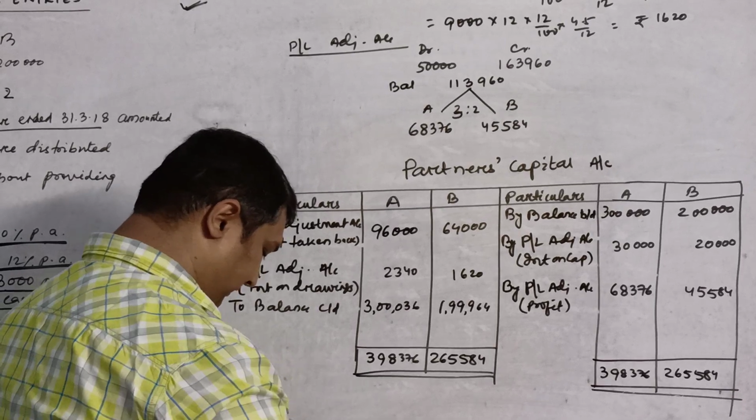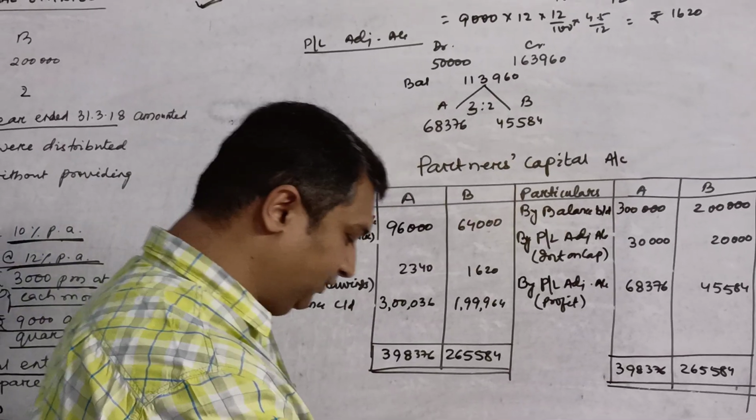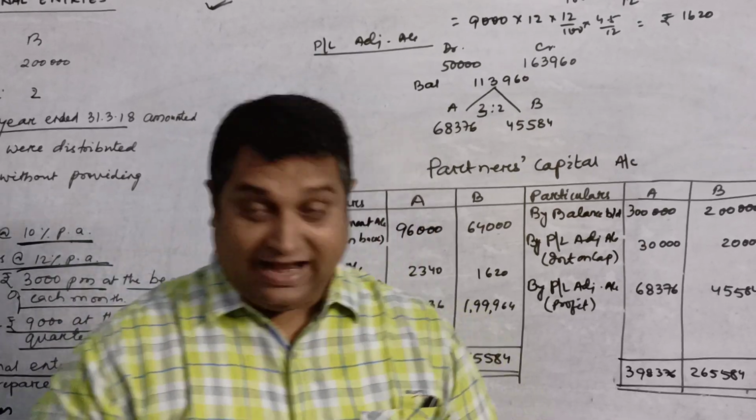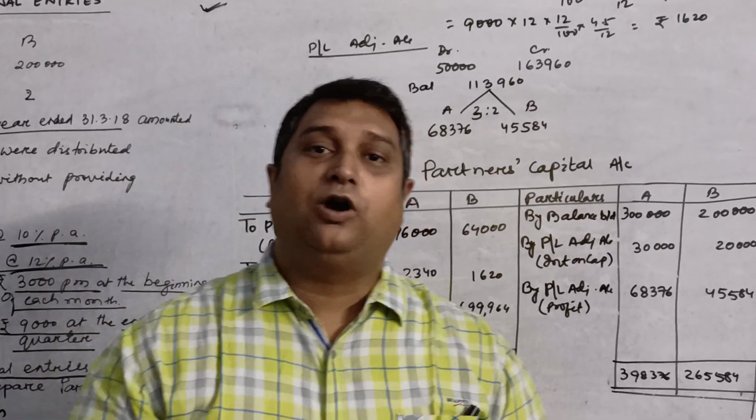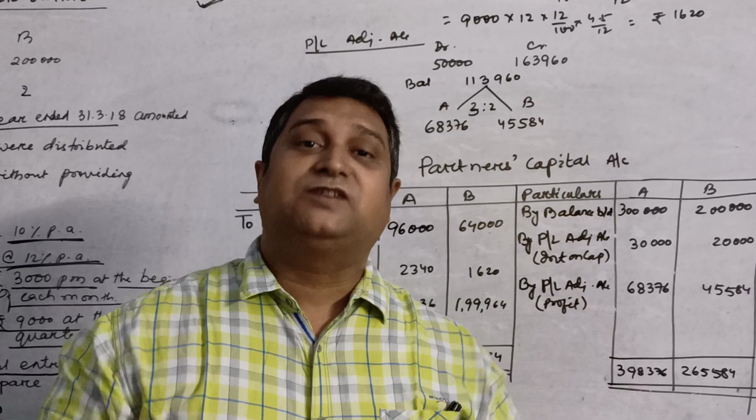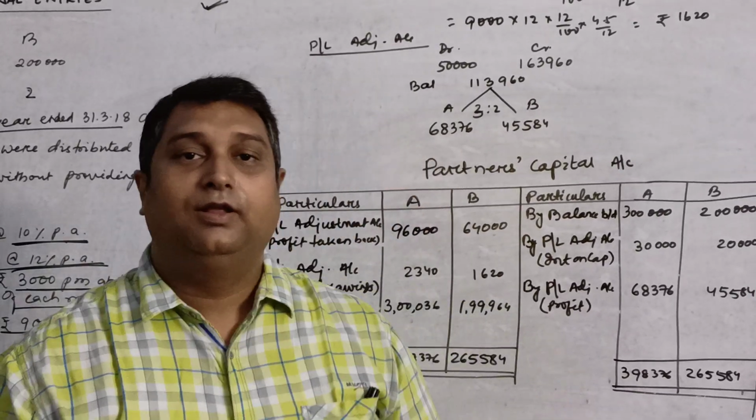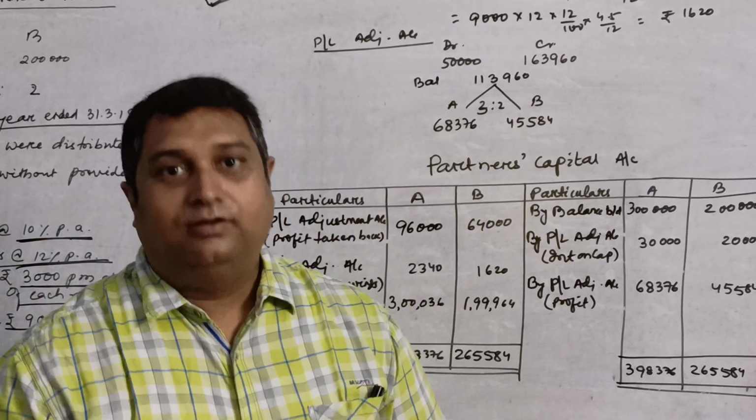So children, this is how we solve the sums based on the multiple journal entries. In the next video, we will talk about the last part of this chapter, which is called the guarantee of profit. Till then, thank you.